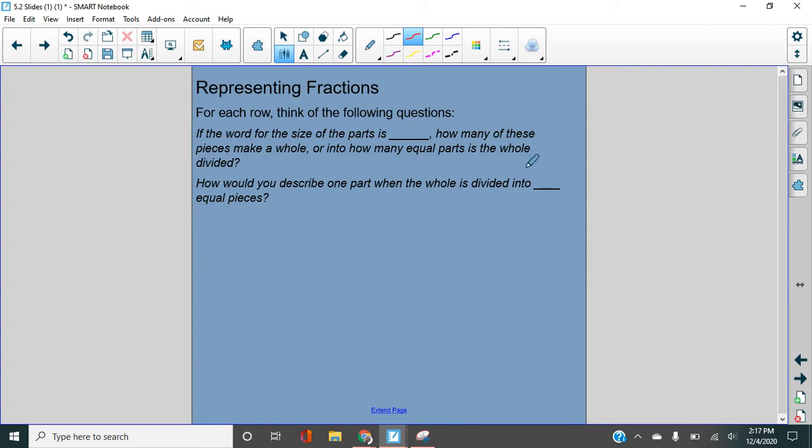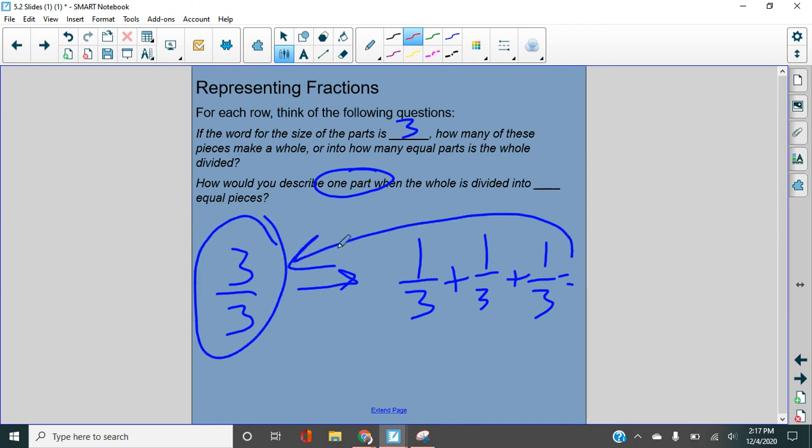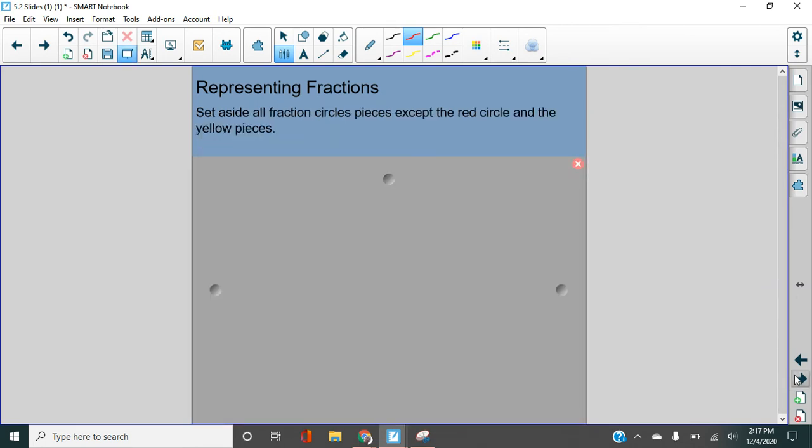All right, so we can think about fractions in words, pictures, and with the number. So when you're looking at the following page, you want to think, if the word for the size of the part is, let's say, thirds, how many of these pieces make a whole? Or into how many equal parts is the whole divided, right? So if we had 3 here, then we would have 3/3. If we wanted to describe one part of that, then that would be 1/3. 1/3 plus 1/3 plus 1/3 equals 3/3, right? 3 out of 3 is the whole thing.